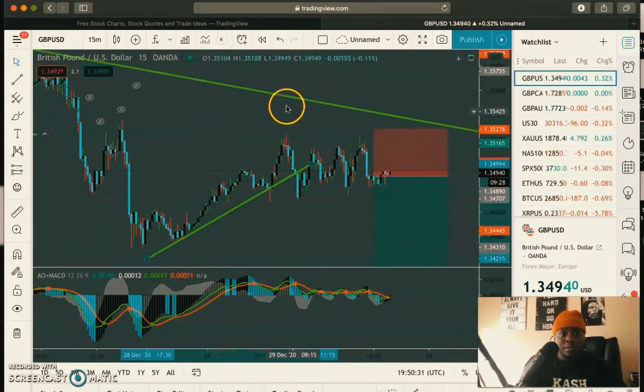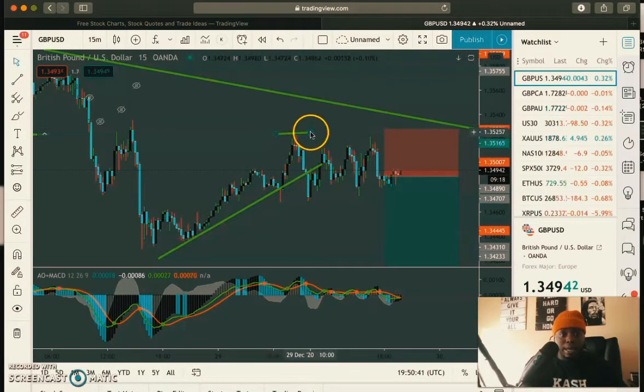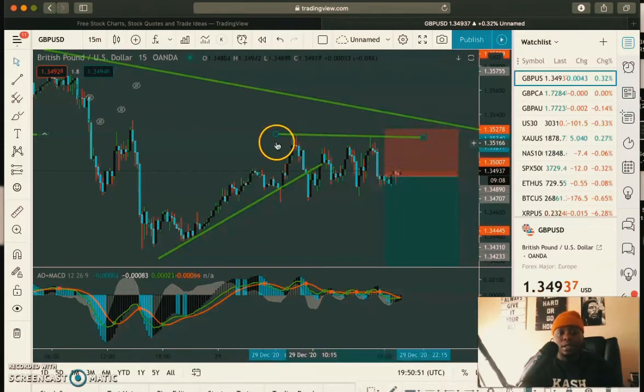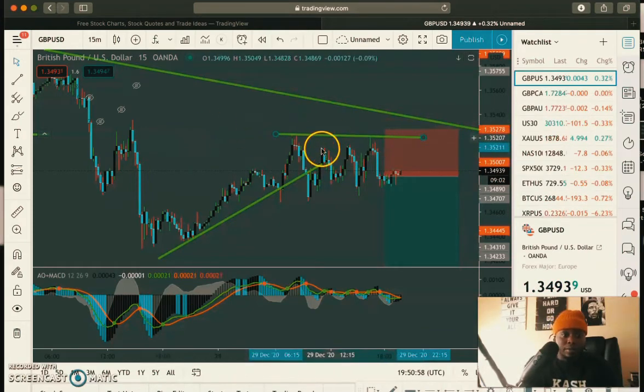But as you can see right here, let me grab one of these. It stopped right here. Basically, as you can see, it never crossed this line, or crossed this area, right? So what you got is 1, 2, 3, 4 rejections off of this resistance level right here. Okay, this will be like a resistance level.